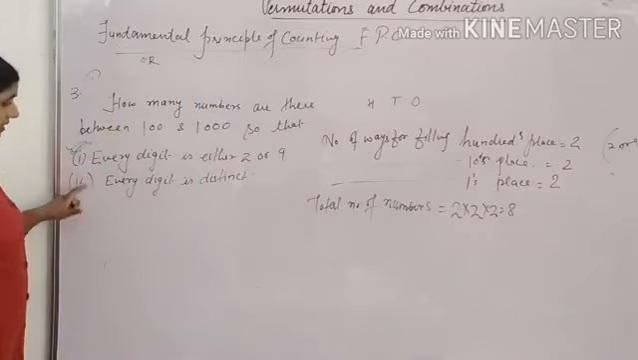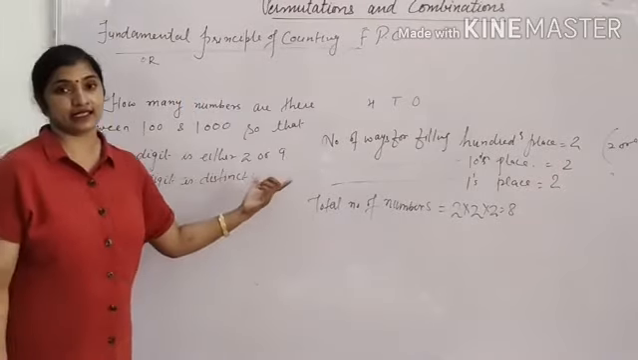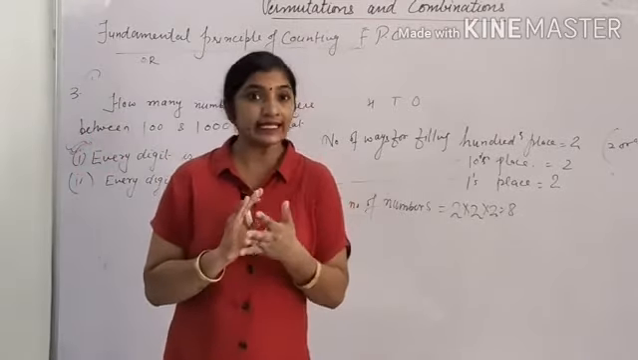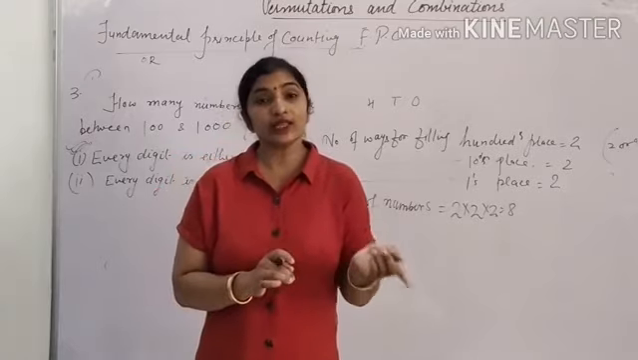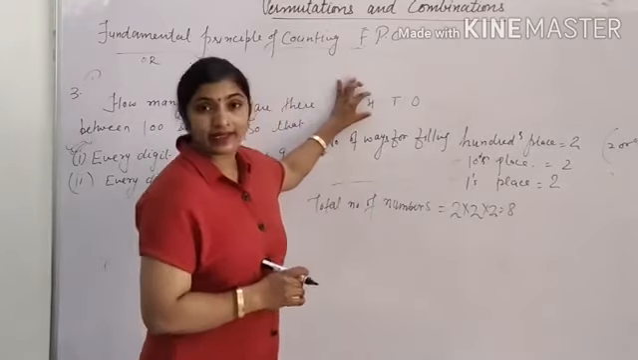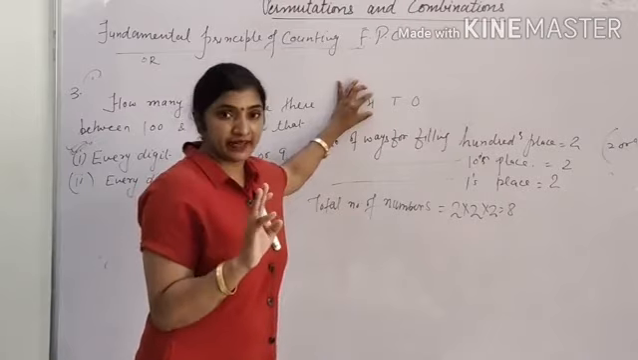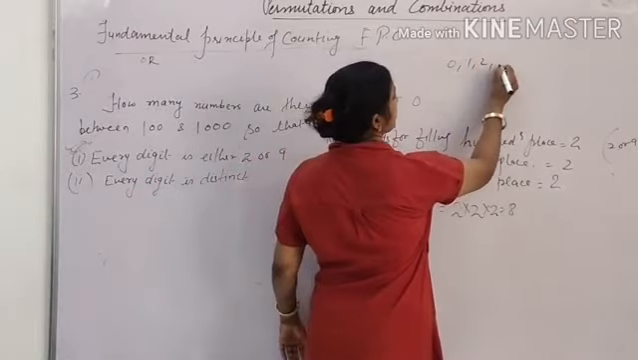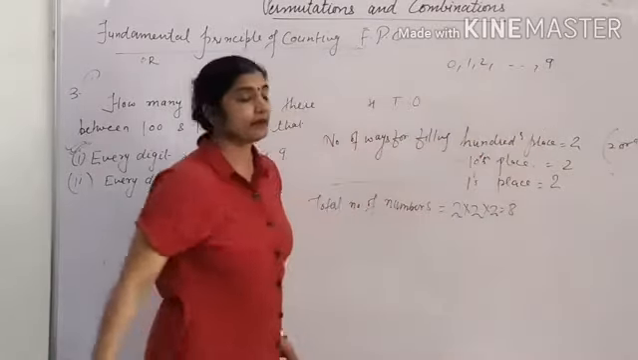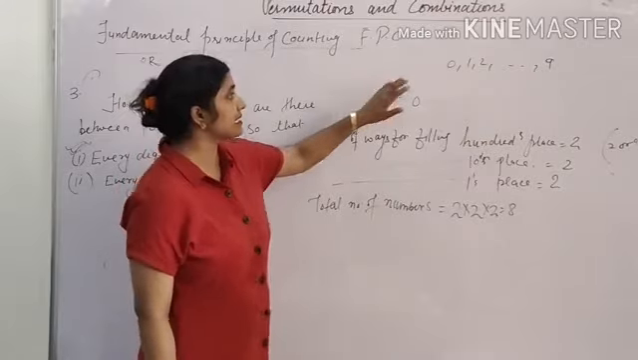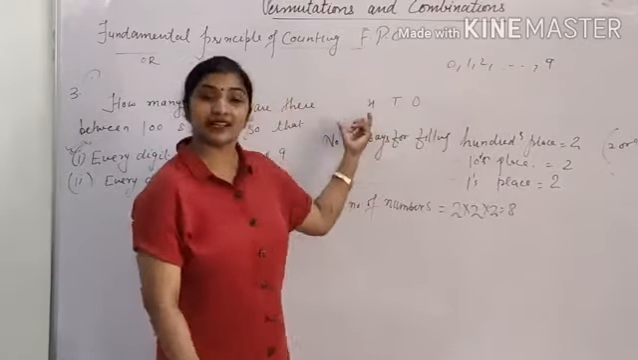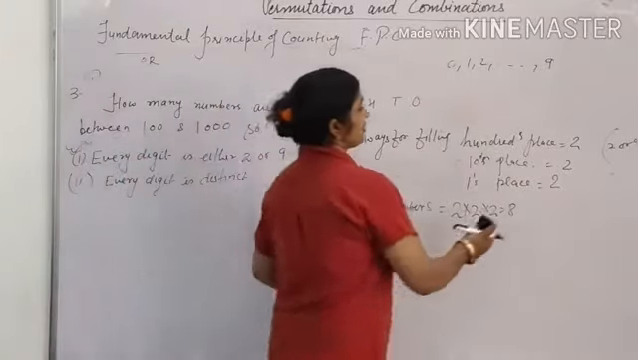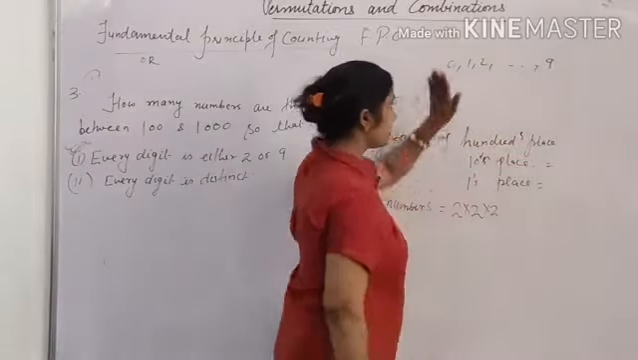Now we will do the next part of this question. Every digit is distinct. So first keep in mind that between 100 and 1000 only 3-digit numbers are there, and also in those numbers 0 cannot occupy the hundreds place, otherwise it will be a 2-digit number, right? So there is a restriction. The total digits are 0, 1, 2 up to 9. We have 10 digits, but there is a restriction at the hundreds place that 0 cannot come there. So we shall start with the hundreds place. The number of ways for filling the hundreds place excludes 0.